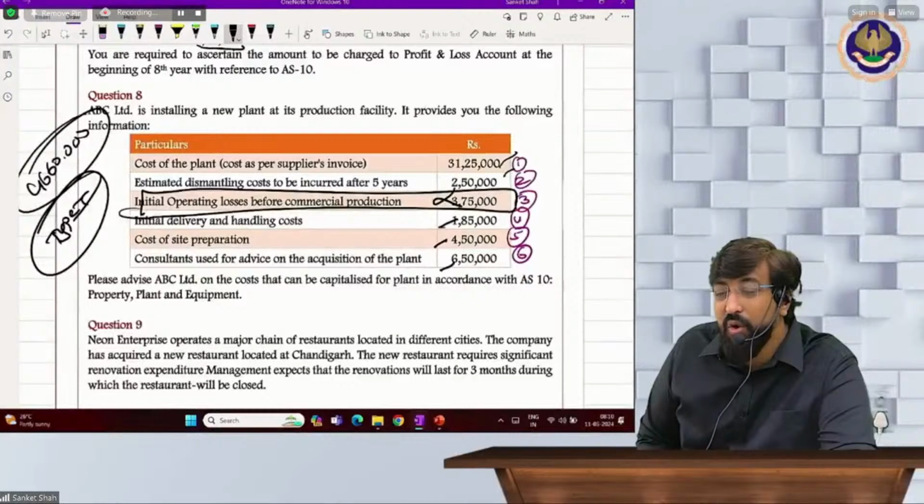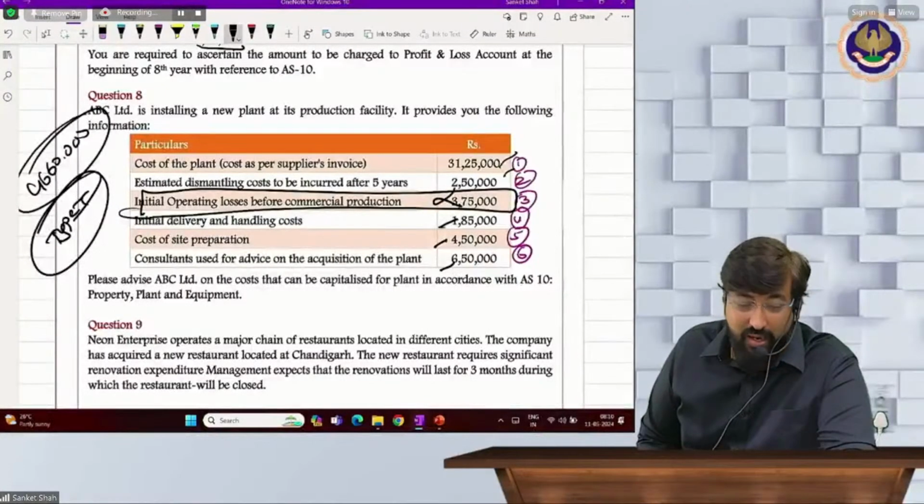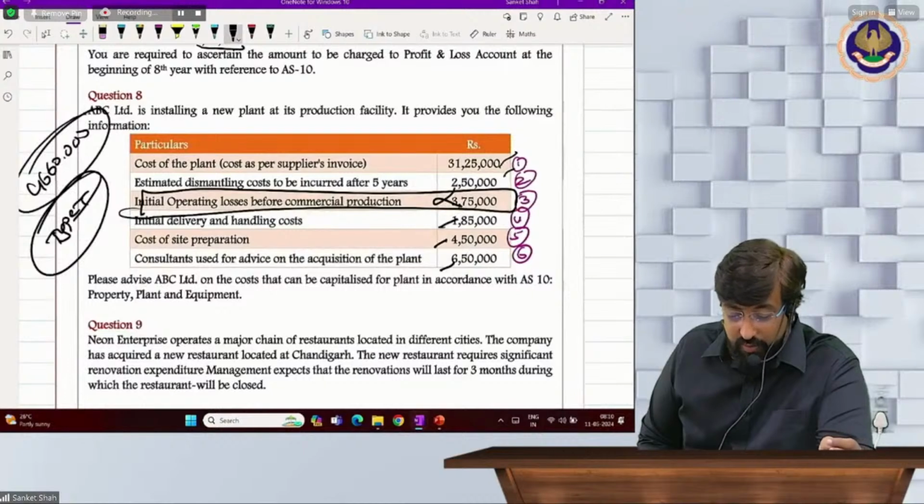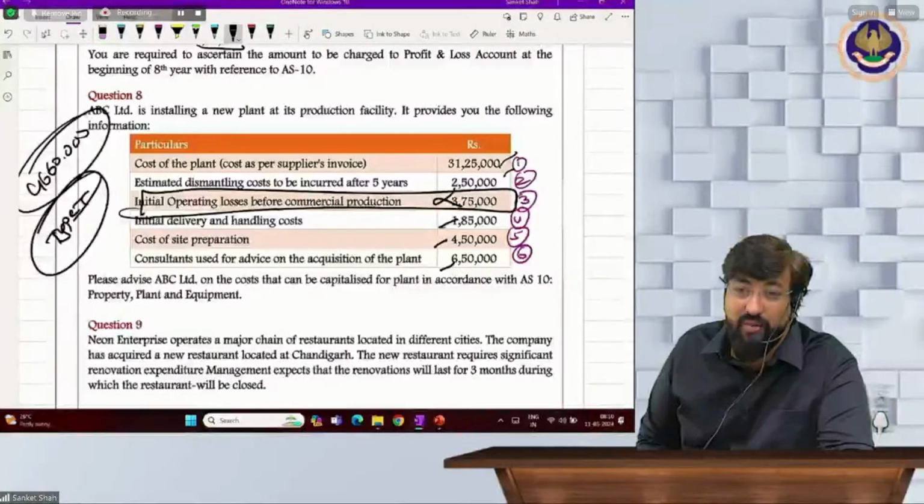Estimated dismantling cost you have to consider today itself, Satyaji. So it should not be deferred over 5 years. Today you will consider it and you will depreciate it over 5 years. Okay, so you will consider the full 2,50,000. You will consider the full 2,50,000, my dear student. Satya, understood, beta?